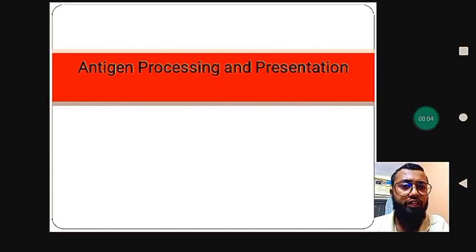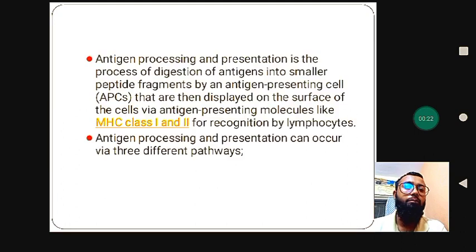Today we are going to study antigen processing and presentation. Students, it is a very important topic from the exam point of view. It comes in every competitive exam and even in our graduation and post graduation exams. So let's see antigen processing and its presentation.